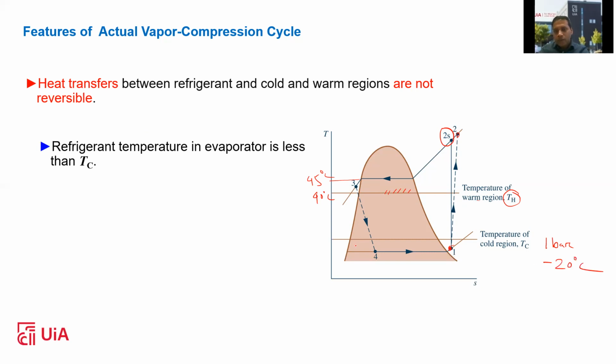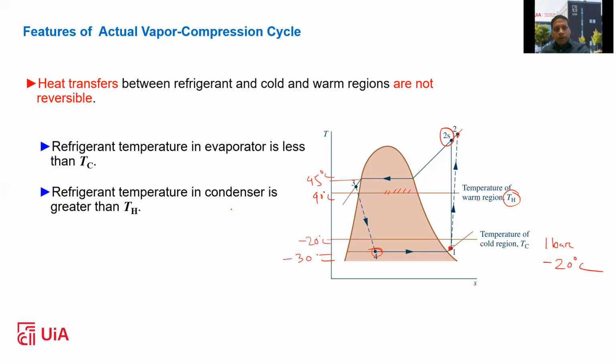But in this case, if we just consider this is minus 20 degrees centigrade, this might be around minus 30, for example, degrees centigrade. So it should work at this point according to the ideal vapor refrigeration cycle, but in reality, it reached this point, the temperature is minus 30. So you can see, okay. And then similarly, the condenser temperature is greater than the TH. That's why I already talked to you.